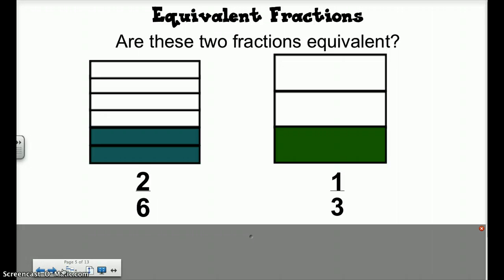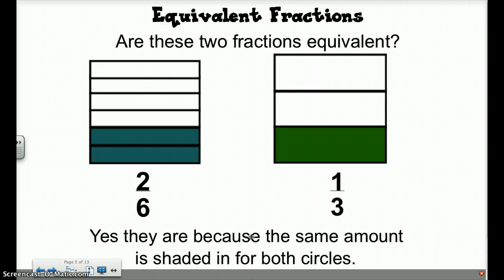Okay, now let's talk about if fractions are equivalent. That means are fractions the same? Because equivalent sounds like equal, so it means are the fractions the same? So if I look at these two pictures and I see 2/6 and 1/3, what do you think? Are they equivalent or not equivalent? They are equivalent, and the reason why is because the same amount is shaded in both rectangles. I know it says circles, but it's supposed to be rectangles. So both rectangles have the same amount shaded.